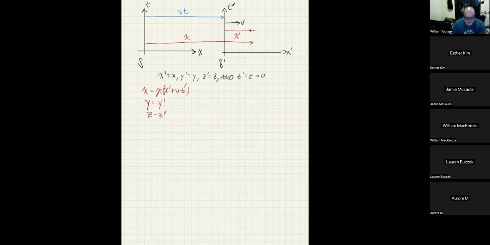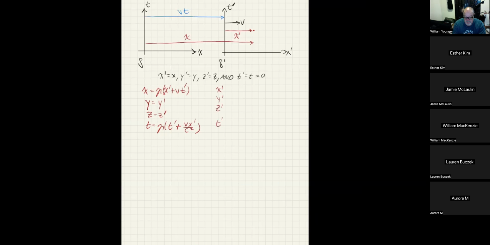But here's the weird part. t is not equal to t prime. And in fact, you might want to put t prime right there, but you'd have to put a gamma in front of it. And not only that, but because space and time sort of are intermingling, we also get, notice the same sign that we had in the x equation, v x prime over c squared. That's the Lorentz transformation.